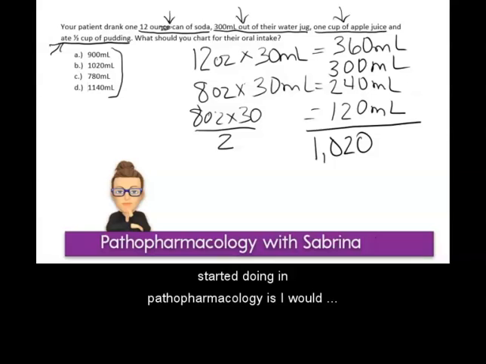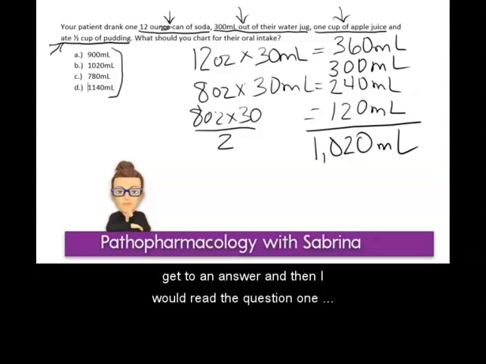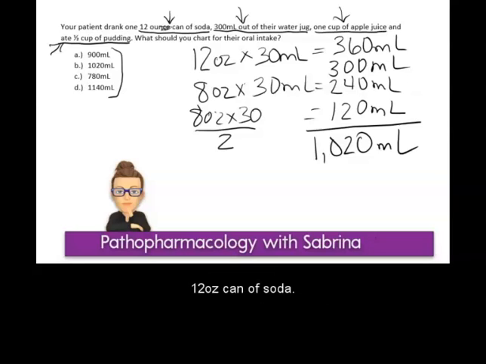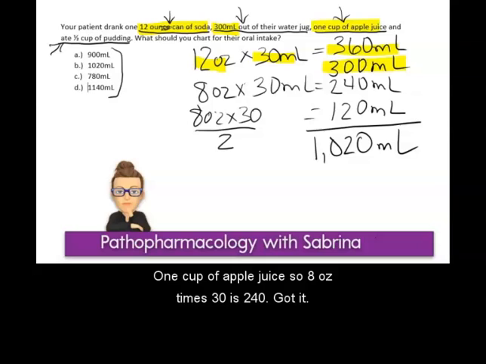1020. One rule of thumb that I've started doing in pathopharmacology is I would get to an answer and then I would read the question one more time. So your patient drank 1 12-ounce can of soda. So we got a 12-ounce can of soda. Got that. Times 30, 360. 1 300 milliliter out of the water jug. I've got my 300 milliliters. 1 cup of apple juice. So 8 ounces times 30 is 240.